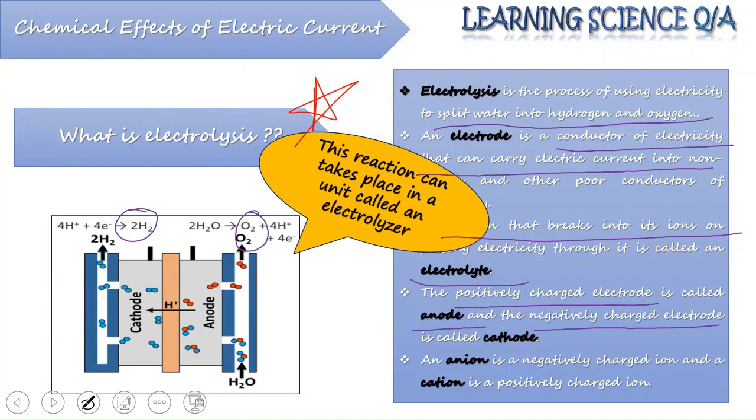Many times, specific apparatus is designed to carry out electrolysis, and such apparatus are known as electrolyzers. So basically, electrolytic cells are many times named as electrolyzer. They are used when a specific electrolytic process is to be carried out. So these reactions can take place in a unit known as electrolyzer.